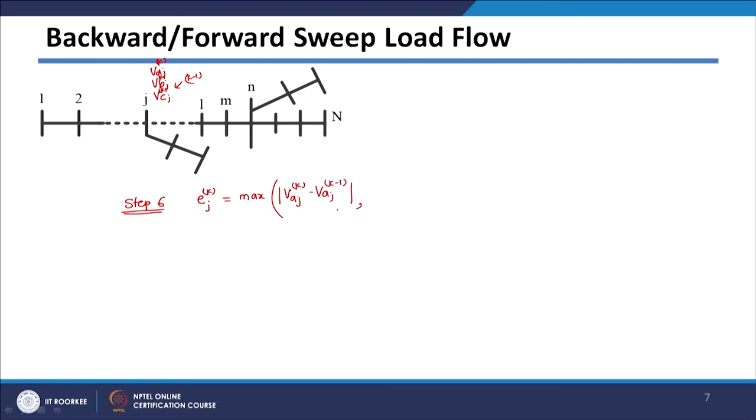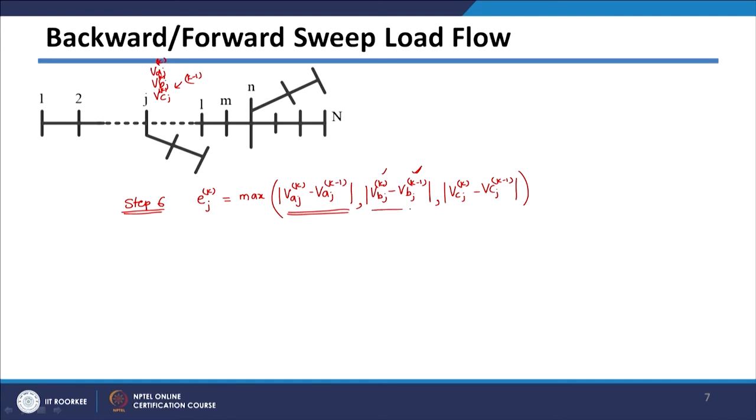This will be one error in A phase, then error in B phase, so you have to subtract the 2 iteration voltages, that is kth iteration voltage of B phase and k minus 1th iteration voltage of B phase, and then third, VCJ at kth iteration minus VCJ at k minus 1th iteration, and take the mod of it, and maximum of it.